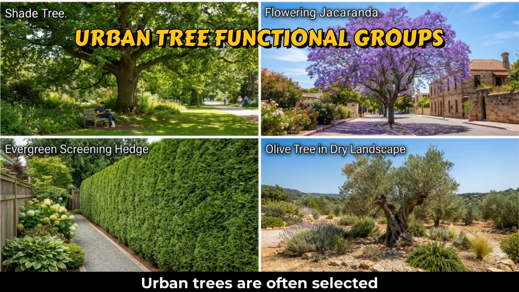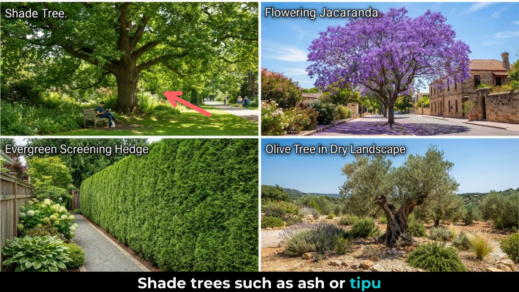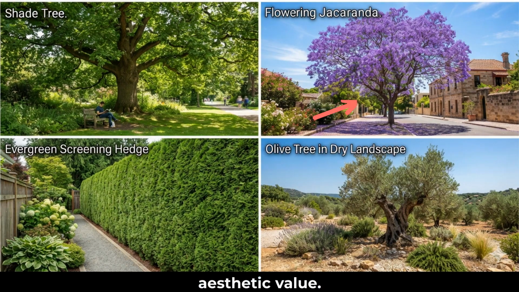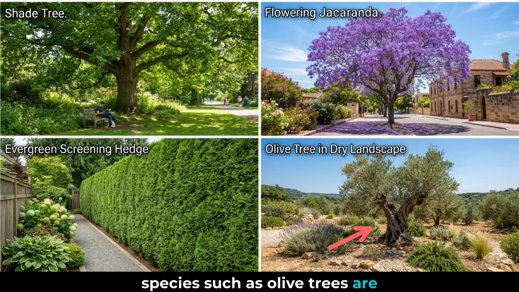Urban trees are often selected based on functional roles. Shade trees, such as ash or tipu, provide rapid canopy development, but may require long-term structural management depending on site conditions. Flowering ornamentals, such as jacaranda or crepe myrtle, are selected for seasonal aesthetic value. Evergreen screening trees, such as podocarpus or Brisbane box, provide year-round coverage. Drought-tolerant Mediterranean species, such as olive trees, are commonly used in low-water environments.